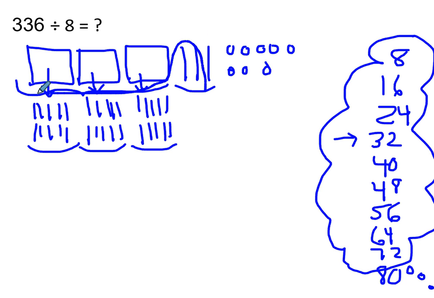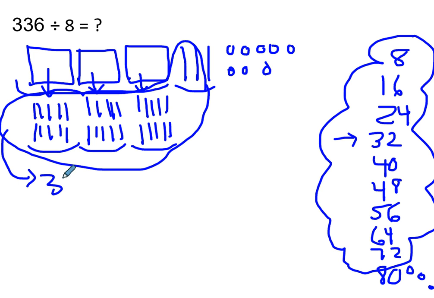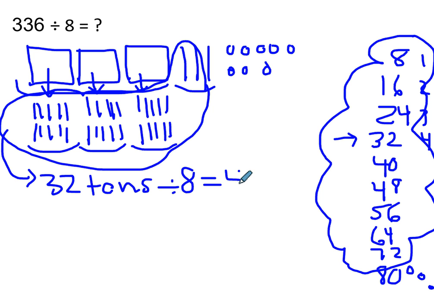You can take 32 tens. Okay, I'm going to write it here. So if I have 32 tens, can I divide that in 8 equal groups? To help you with your multiples, you can think this is 1 times 8. This is 2 times 8, 3, 4. So I know my answer is going to be 4. Make sure you write down your tens, 4 tens.